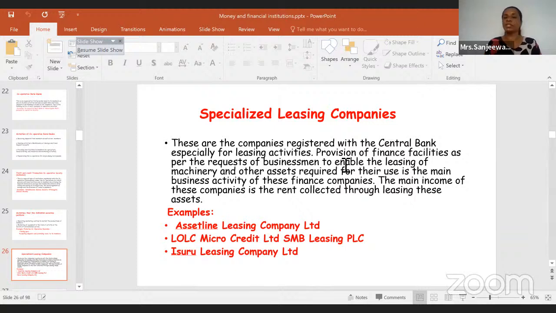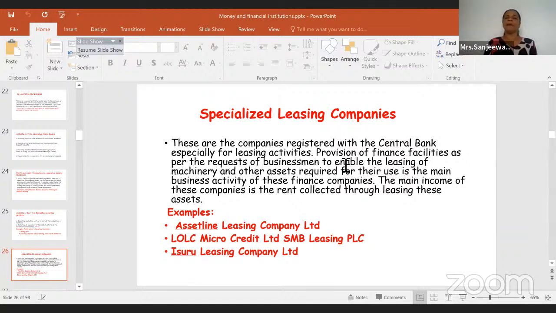Provision of finance facilities as per the request of businessmen, right? So normally they provide leasing facilities. Some examples are Asset Line Leasing Company, LOLC, then Isuru Leasing Company. The main business activity of this finance company is leasing. Then what is the main income of this specialized leasing company? The lease rent that they collect, that is the main income.